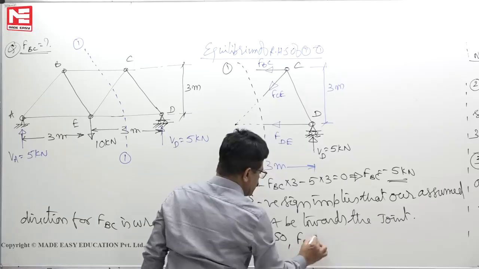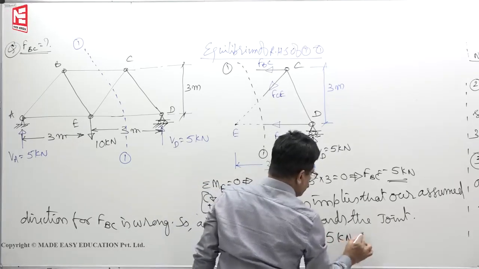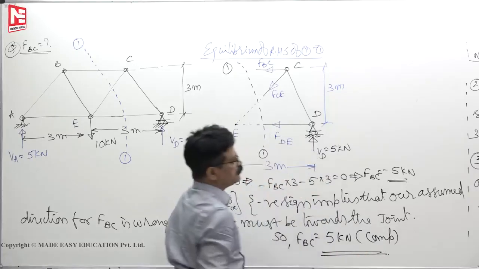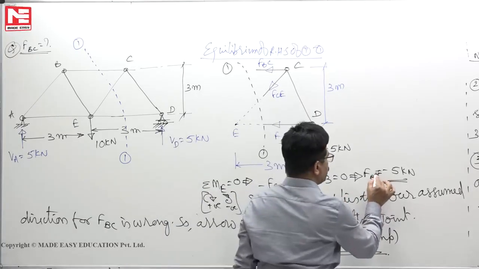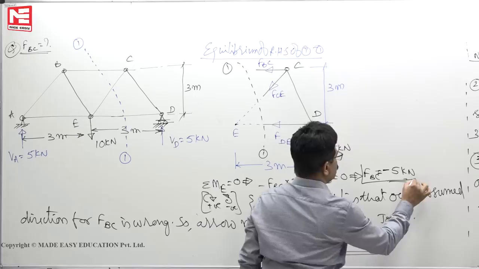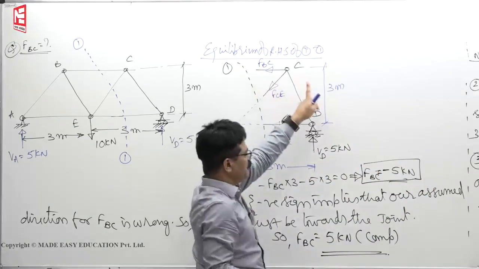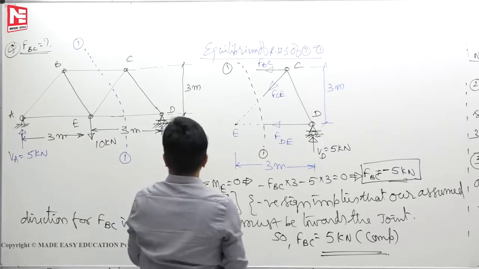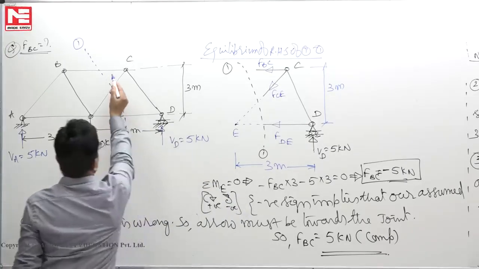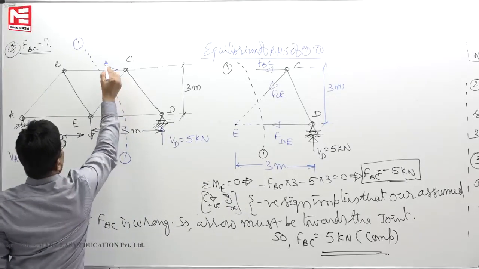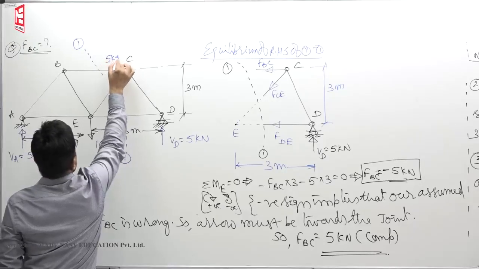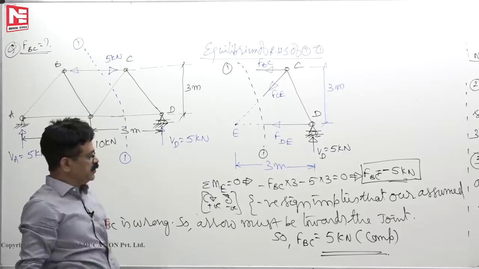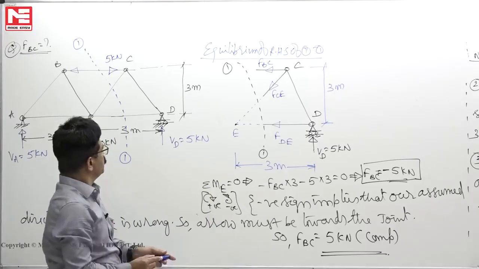So FBC is now nothing but 5 kilonewton. Towards the joint means what? Compressive. Like this. So you are getting minus here. Minus implies that the assumed direction is wrong, you have to change the direction, which means 5 kilonewton compressive. That means in this problem you now have to write 5 kilonewton towards the joint. Here if it is towards, here also it should be towards the joint. Like that we have to find.